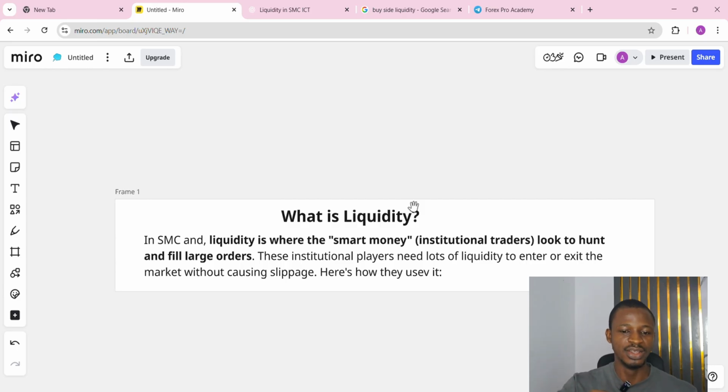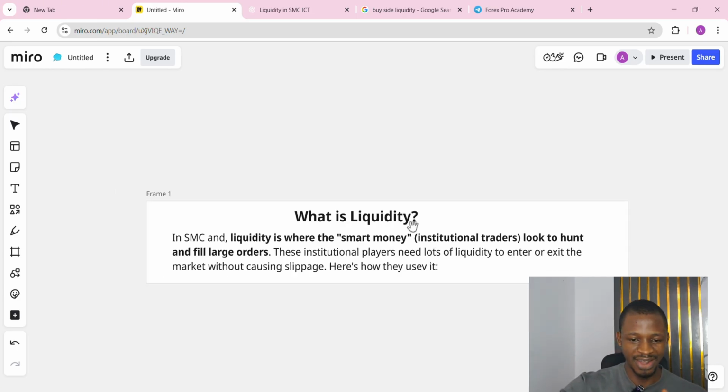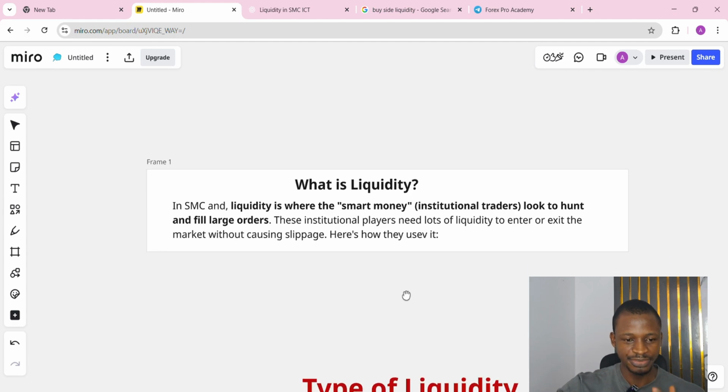So let's go there. On my screen we have the definition of liquidity. Liquidity simply means the pool of money in the market, the orders in the market. If you are selling, you are buying, you are literally a liquidity in the market, because your sell order will fulfill someone's buy order. That is how the market works. So liquidity essentially moves the market. So let's talk about how to use the liquidity effectively in the market.